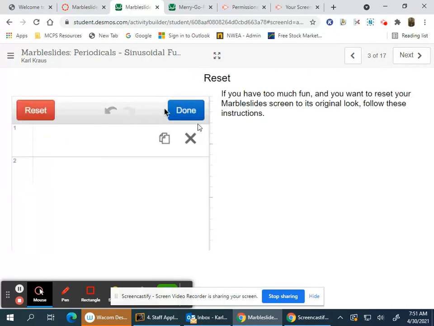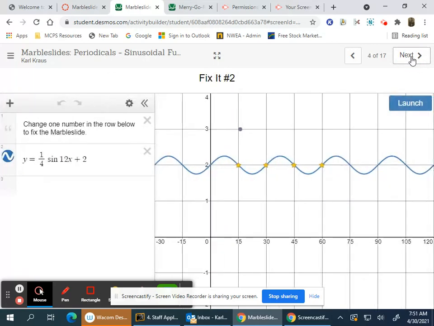Slide 3 is just showing you that if you want to reset, you hit the gear button and then the reset button, and it resets everything to the original.